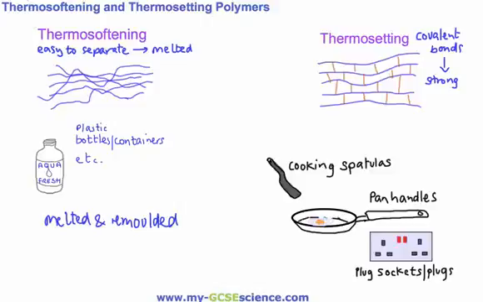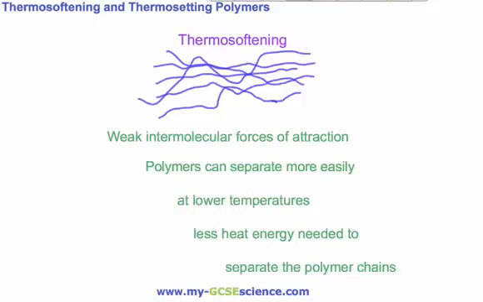Now, the last thing I want to go through is actually for the higher tier. This is all for the higher tier, and you should be able to explain why thermosoftening polymers are easy to separate out and why they can melt. And really, I've highlighted it down here for you. We've got weak intermolecular forces of attraction. Okay, again, don't mix these up with covalent bonds. So there are forces of attraction between the chains, but they are very weak, and that means the polymers can separate more easily at lower temperatures. And another way to say that really is less heat energy is needed to separate the polymer chains.